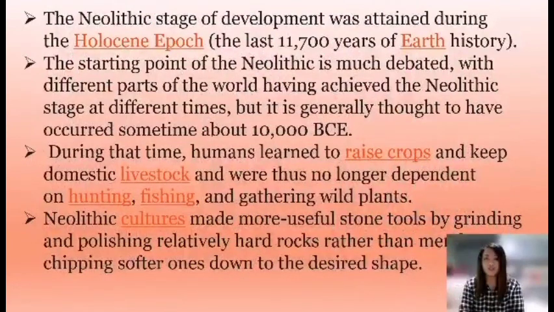The Neolithic stage of development was attained during the Holocene epoch, the last 11,700 years of Earth history. The starting point of the Neolithic is much debated, with different parts of the world having achieved the Neolithic stage at different times, but it is generally thought to have occurred sometime about 10,000 BCE. During that time, humans learned to raise crops and keep domestic livestock and were thus no longer dependent on hunting, fishing, and gathering wild plants.